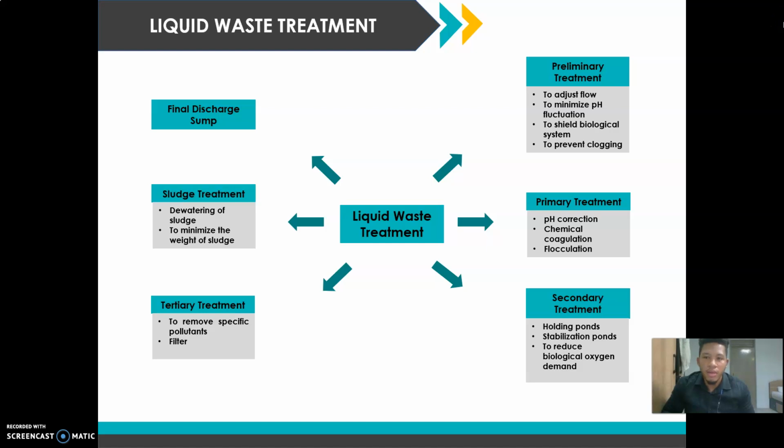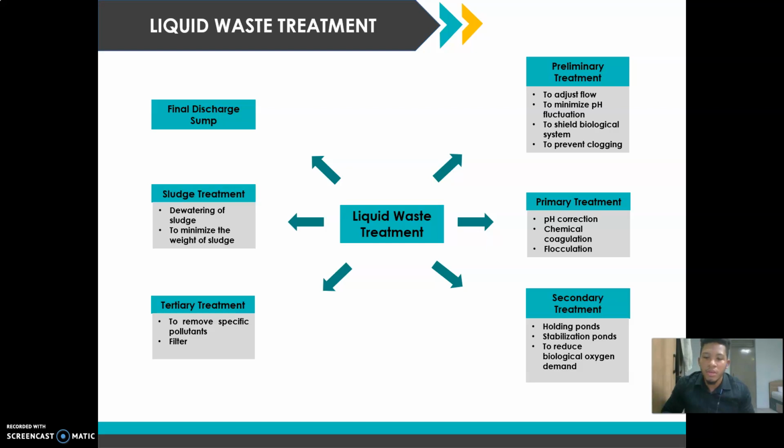There are 6 different levels of wastewater treatment, namely preliminary treatment, primary treatment, secondary treatment, tertiary treatment, sludge treatment, and the final discharge sump. Preliminary treatment is done to normalize the flow rate, to minimize pH fluctuations, to shield biological systems, and to prevent clogging.